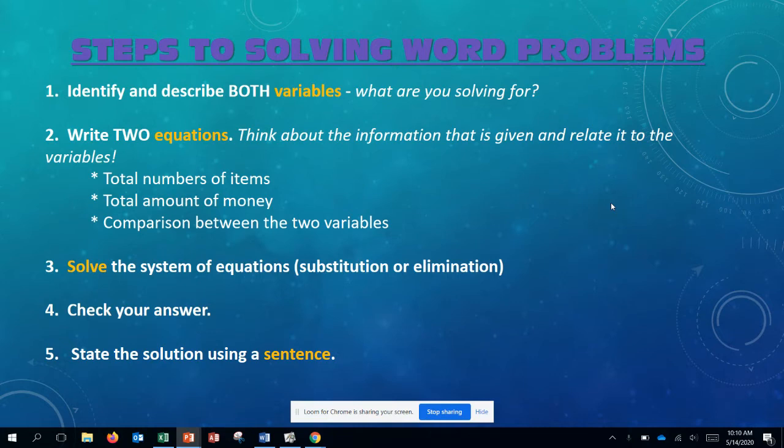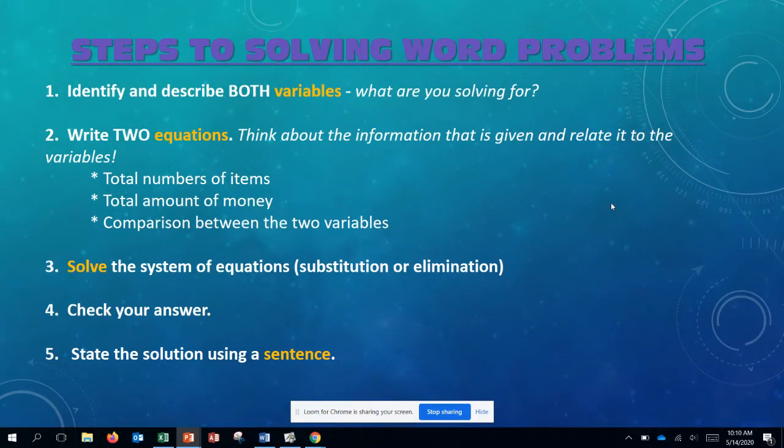Think about your VES method, that VES we talked about when solving word problems. V stands for variable. What are the variables? In a system, remember you have X and Y. So now we're going to be defining both variables. What do they both represent? That E is an equation. Since we have a system, we need two equations. So you're going to think about the information that is given and relate it to the variables: a total number of items, a total amount of money, or a comparison between the two variables.